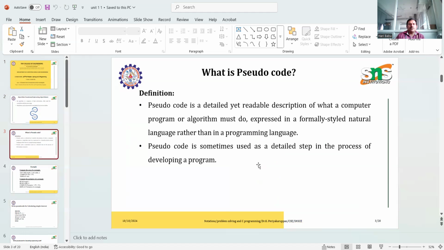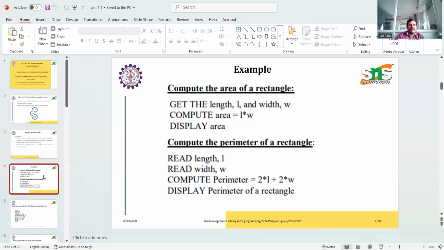Pseudocode is a detailed yet readable description of what a computer program or algorithm must do. It is expressed in a formally styled natural language rather than a programming language. So we write the terms in our known language. Pseudocode is sometimes used as a detailed step in the process of developing a program. Next, an example.